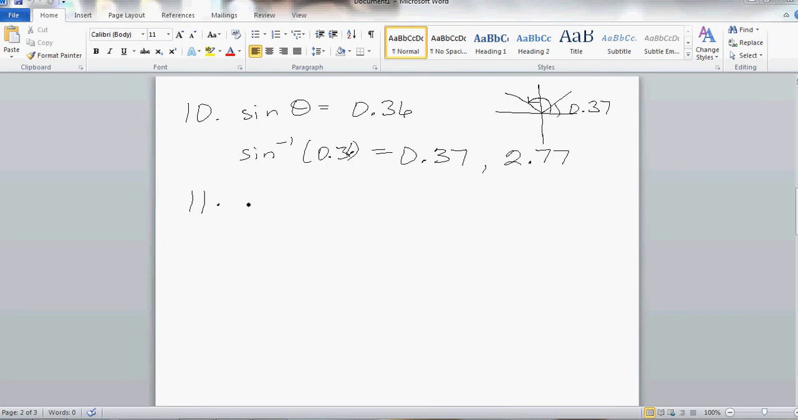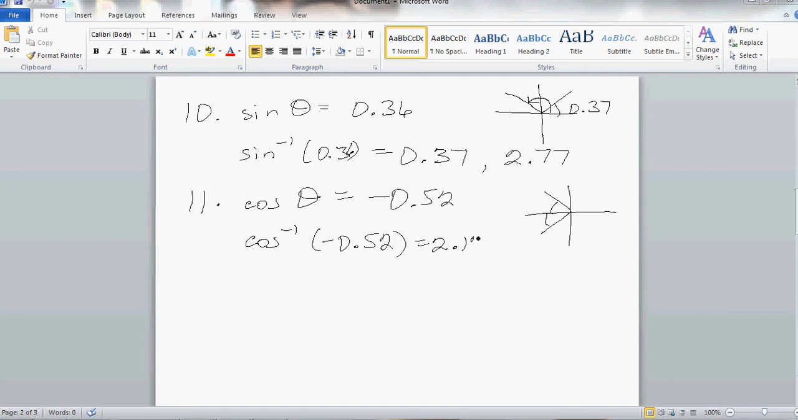Question number 11 is very similar. The cosine of theta equals negative 0.52. So I'm going to come over here and realize cosine is negative here and here. So whatever the answer is going to be, if we find the arc cosine of negative 0.52 in our calculator, making sure that we're in radians because that's what we're talking about, it actually gives us the value 2.12. But it's very important to realize that's this angle right here. That angle is 2.12.